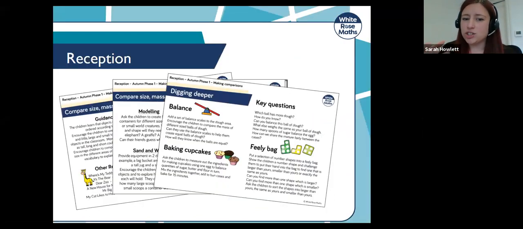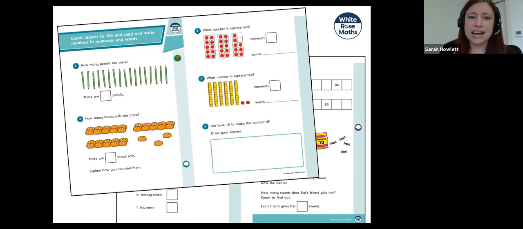And we have key questions in our digging deeper section as well, which really does what it says on the tin. For those children that you think have got a solid understanding, can we push them to go a little bit deeper? So some real practical activities that we've got there as well.